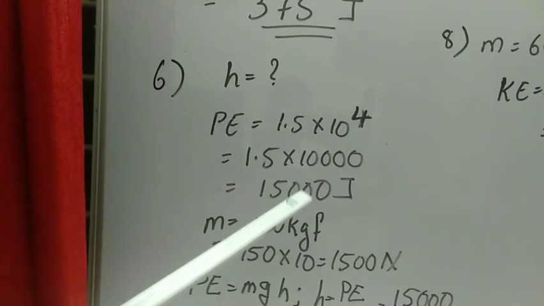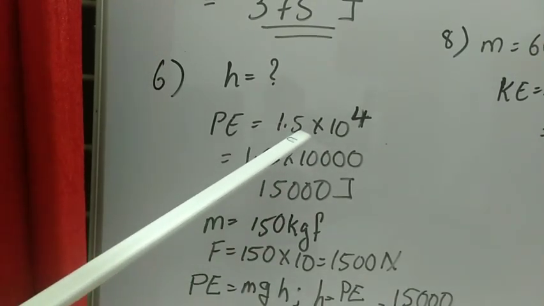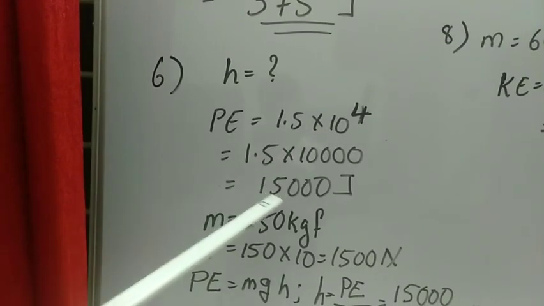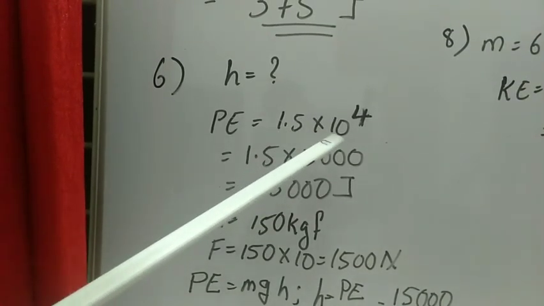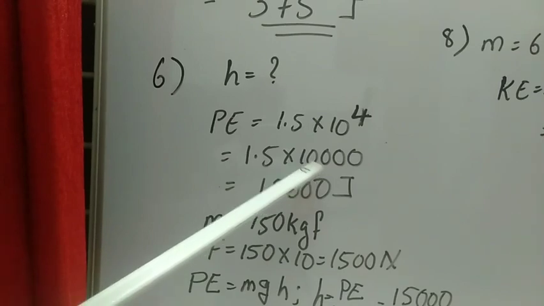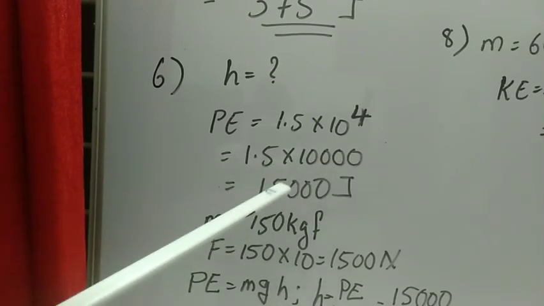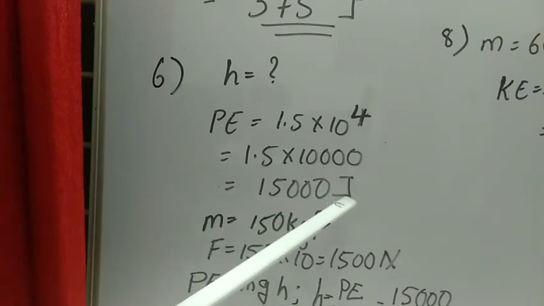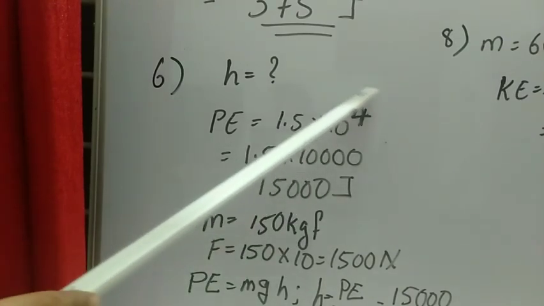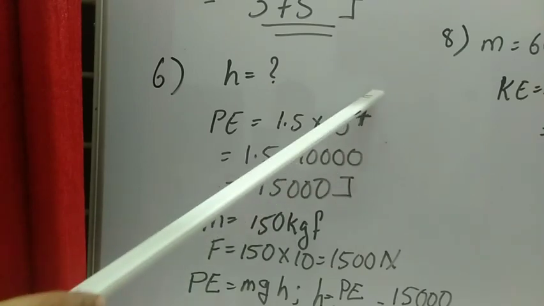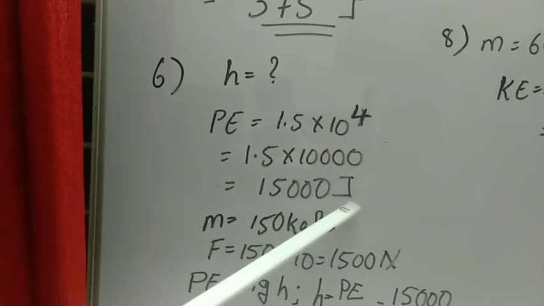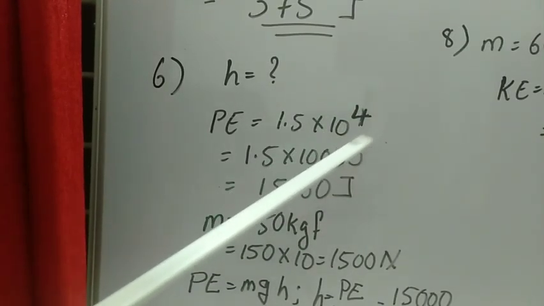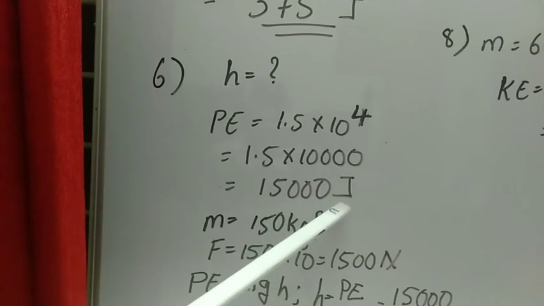To make the calculation easy, we can convert this into a normal number. So 1.5 into 10 raised to 4 means 1.5 into 10,000, and you can remove one decimal. You will get 15,000 joule. I am just converting 1.5 into 10 raised to 4 into a normal number, just removing the power of 10. So you will get 15,000 joule.